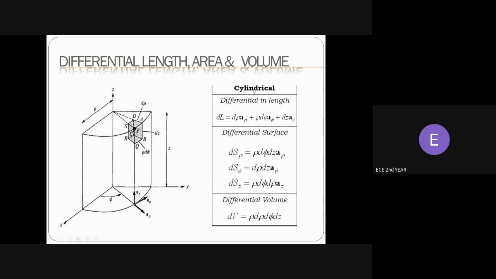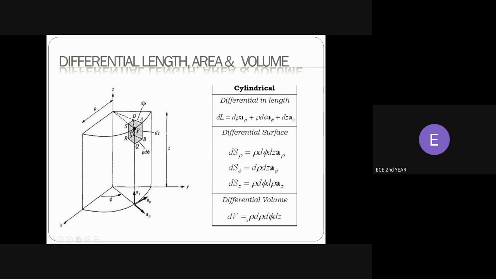Next, the formulas for the next coordinate system, the cylindrical coordinate system. The differential length is given by dl equal to d rho a rho plus rho d phi a phi plus dz az. So these formulas you have to mug up. Why? Because this will help you to solve the problems, right? Next one is the differential surface. The differential surface in the rho direction, ds rho, is given by rho d phi dz a rho, ds phi equal to d rho dz a phi, and ds z equal to rho d phi d rho a z.